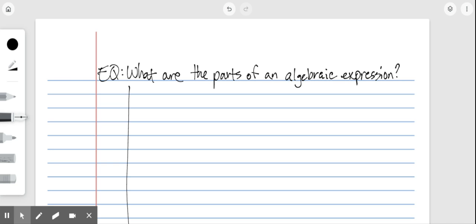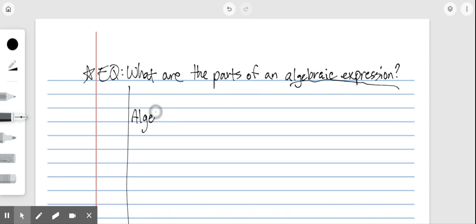Alright, beautiful people, today we're talking about what are the parts of an algebraic expression. This is going to be a really vocab heavy day, so please make sure that you have the definitions that we're writing down together in your math notebook. So the first thing we need to know is, what is this thing, an algebraic expression?